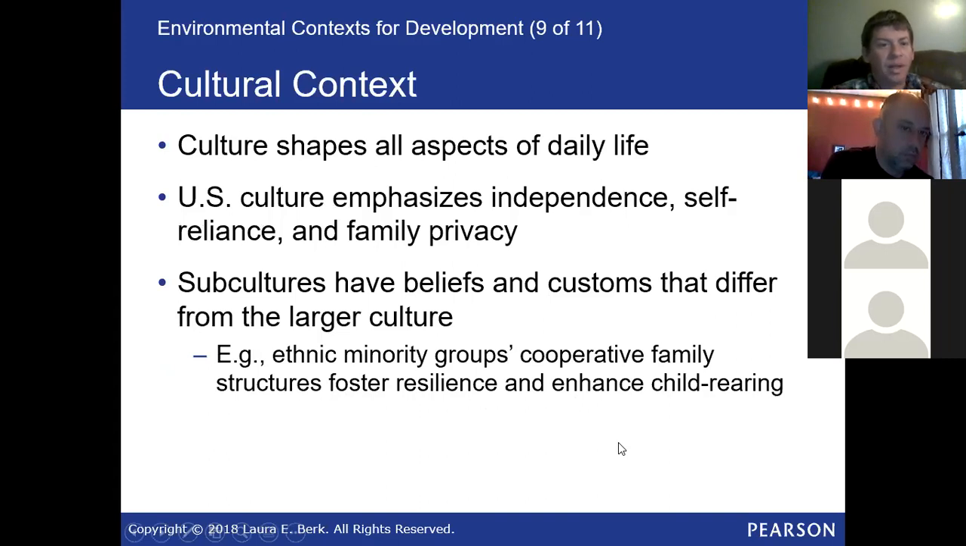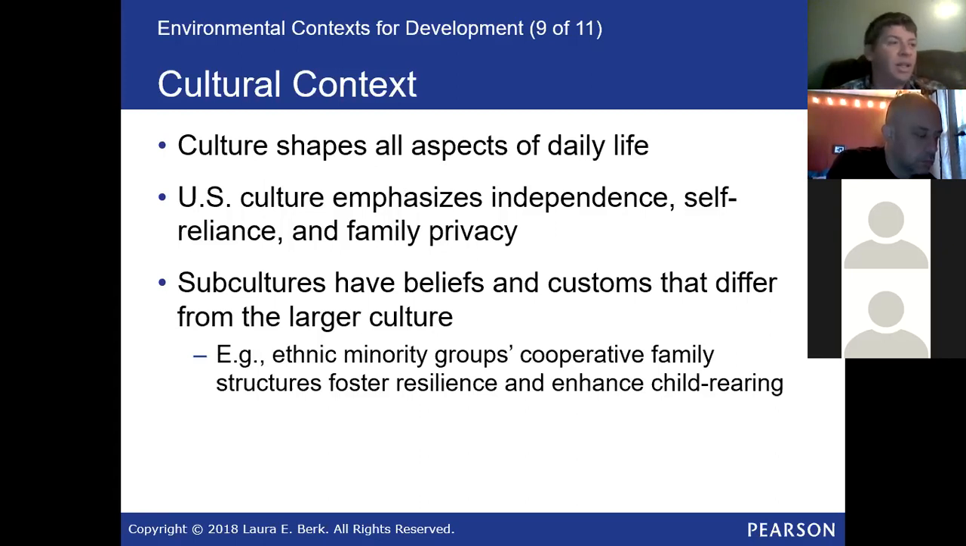Now, our culture shapes all aspects of our daily life. The US culture emphasizes independence, self reliance, and family privacy. Subcultures within the US have beliefs and customs that differ from the larger culture. For example, ethnic minority groups and their cooperative family structures foster resilience and enhance child rearing.